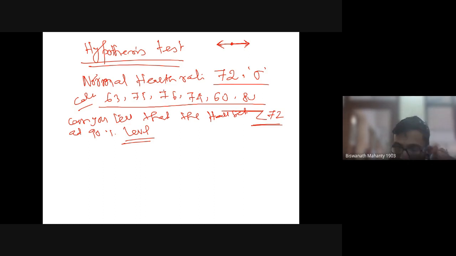Hypothesis test is actually where we assume something and do analysis. What is a hypothesis? You already know it from research. We will assume something, okay, this works on that.